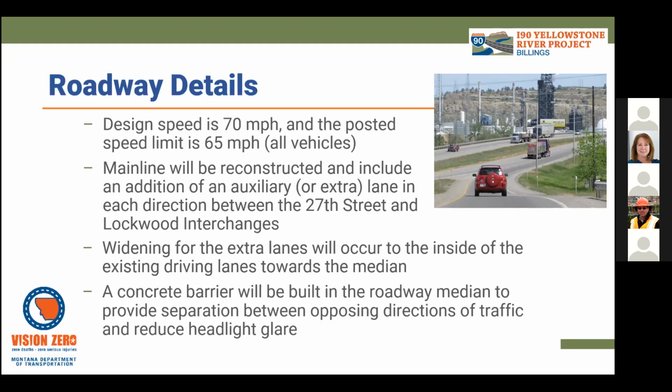The design speed along the interstate will be 70 miles per hour. And the posted speed limit will remain at 65 miles per hour for all vehicles. The I90 roadway will be reconstructed, and an auxiliary lane will be added in both the east and westbound directions. The auxiliary lanes will be constructed from the 27th Street interchange to the Lockwood interchange, as Dustin mentioned.